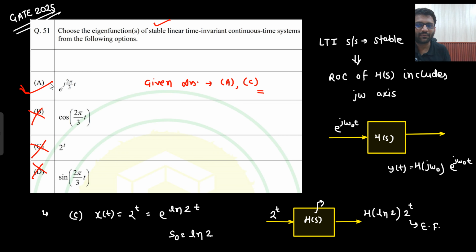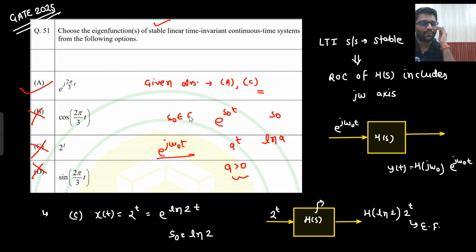It might happen that someone would have clicked on only A, thinking that 2 to the power t is not even an eigenfunction, because in a lot of notes I have seen that they said e to the power j omega naught t is the only eigenfunction. But actually the eigenfunctions are e to the power s naught t and a to the power t. Considering that s naught is lying in the region of convergence and ln a is lying in the region of convergence, with a greater than 0 and s naught being any real, complex or imaginary number. So this is the concept of eigenfunction and eigenvalue, which we have already seen.